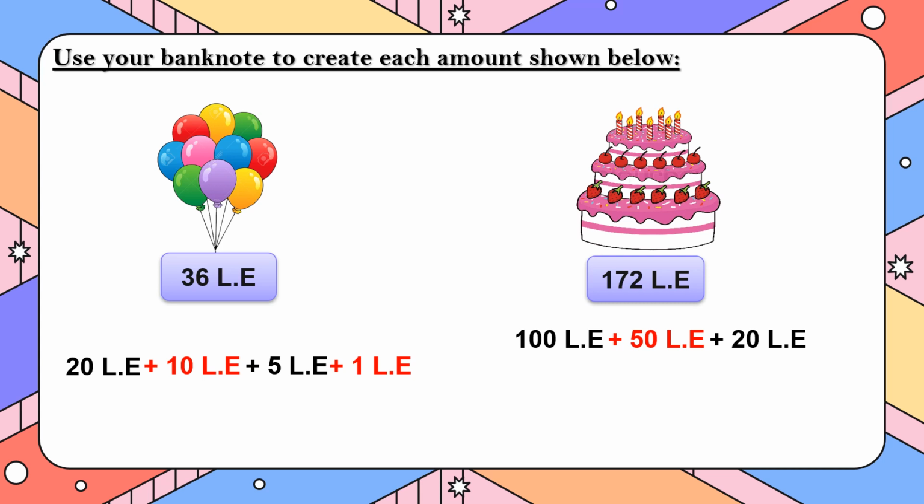2. Do we have banknote called 2? No, but we have banknote called 1. So we will add 1 LE plus 1 LE. So the total is 172.